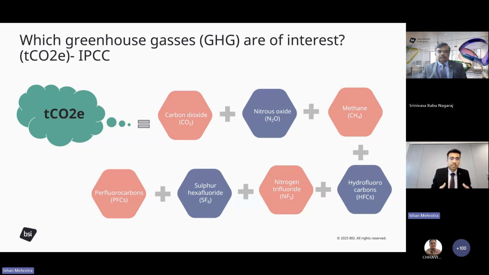They have explained that tCO2 equivalent, which is a unit for carbon emission reporting, while any organization is reporting on their carbon emissions, they should be focusing upon these 7 gases, and together consolidating them becomes your total carbon dioxide emissions. Hence, these are the 7 gases which need to be accounted for while you calculate your carbon footprint.